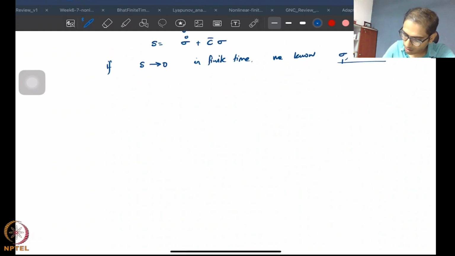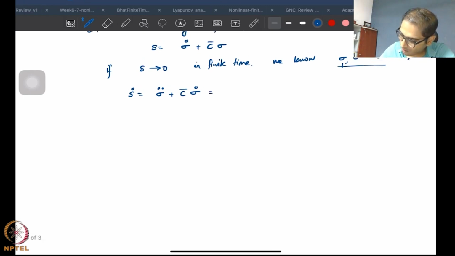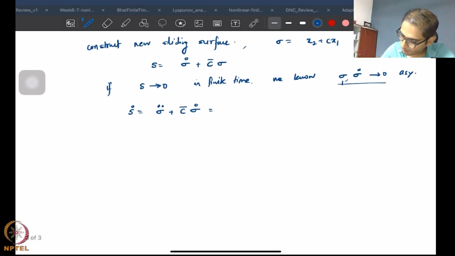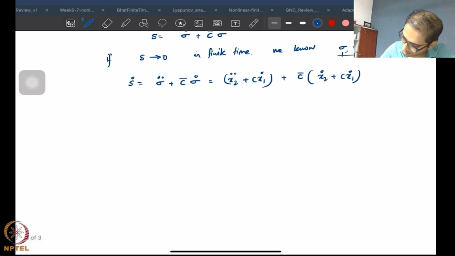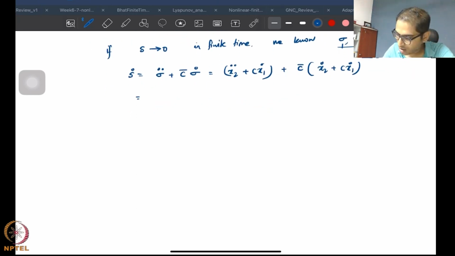Let's construct the dynamics, of course. So let's see what s dot is. s dot is sigma double dot plus c bar sigma dot, right? I have to take derivatives now. So this is x2 double dot plus cx1 dot, so I'm going to do this carefully, plus c bar sigma dot, which is x2 dot plus cx1 dot, and this turns out to be x2.